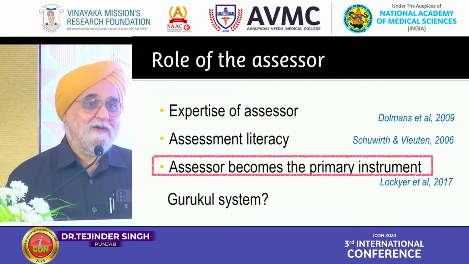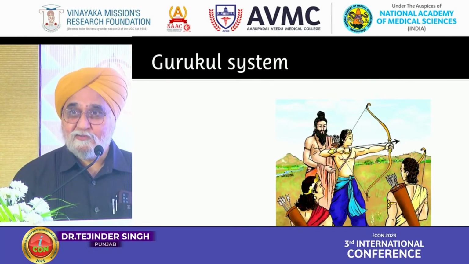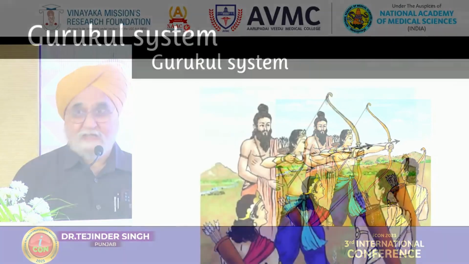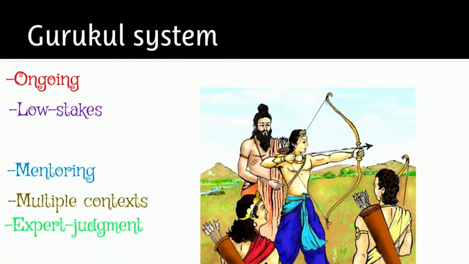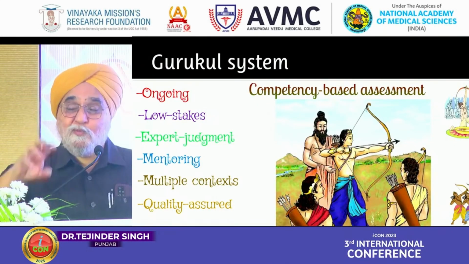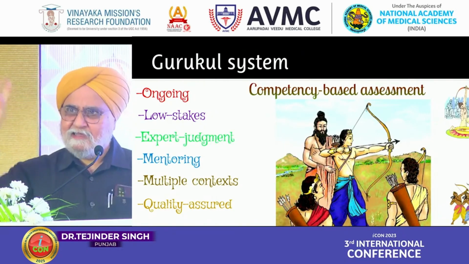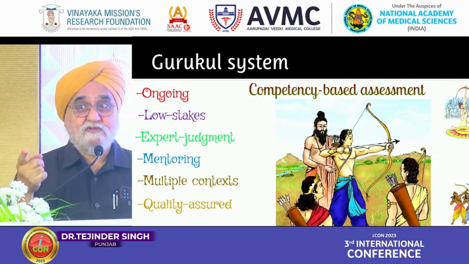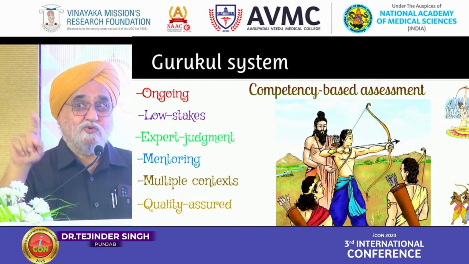And it's interesting to really go back to the Gurukul system. What used to happen during the Gurukul system? There was no NEET, no NEXT, no computer-based learning management system, etc. Rather, it was simple things. Ongoing, low stakes, mentoring, multiple context. Of course, the pupils had to go out and demonstrate their competence once in a while, when marrying some princess or something. Then they would go and demonstrate. But otherwise, it was the guru who decided whether the student is competent to move out or not.